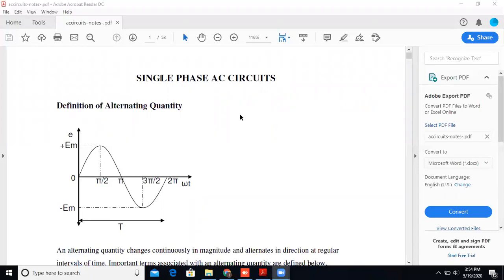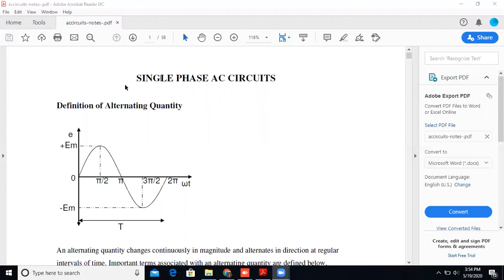So don't worry about this subject. It is very interesting as well as a very easy subject. Most people feel that it's a very tough subject, but if you go through the entire syllabus and understand it clearly, then you feel that this is an easy subject and you can score well.